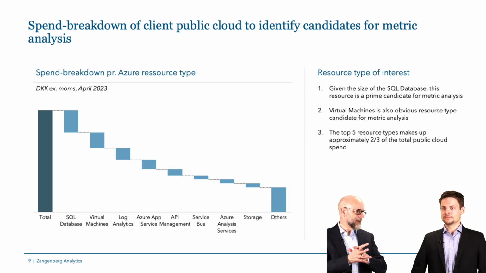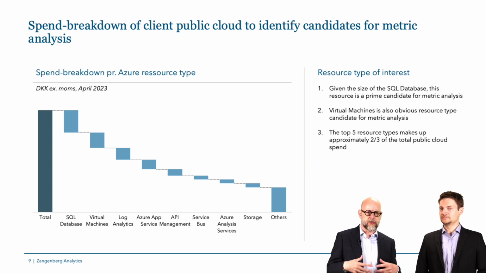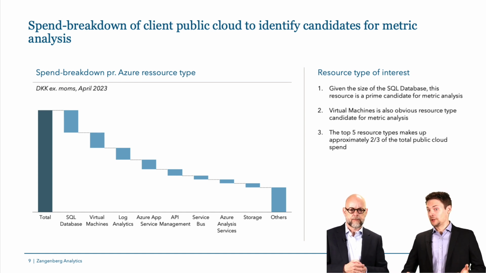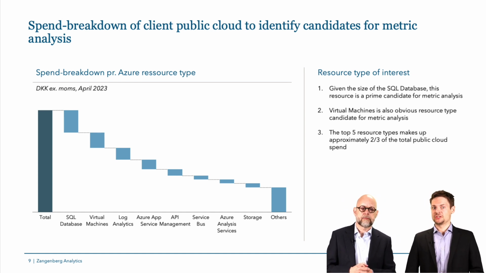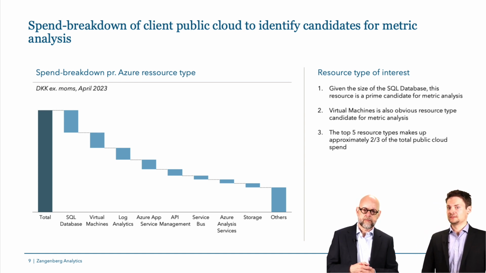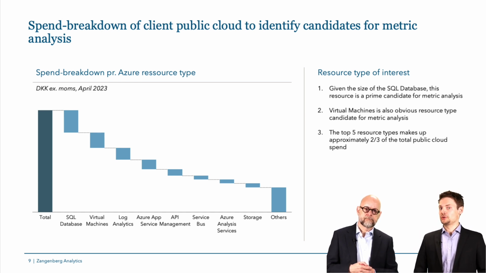So first of all, I think the first thing you did was to take a look at the consumption. What does it actually consist of? Well, it varies from peer to peer, client to client, depending on what resources or technology they focus on using in the cloud. But this particular customer has a heavy utilization of SQL databases, virtual machines, and log analytics, and then the Azure App Service. So that is the top 4 of the resources they utilize in the cloud. And actually, the top 5 resources make up 2/3 of the spend in the public cloud.